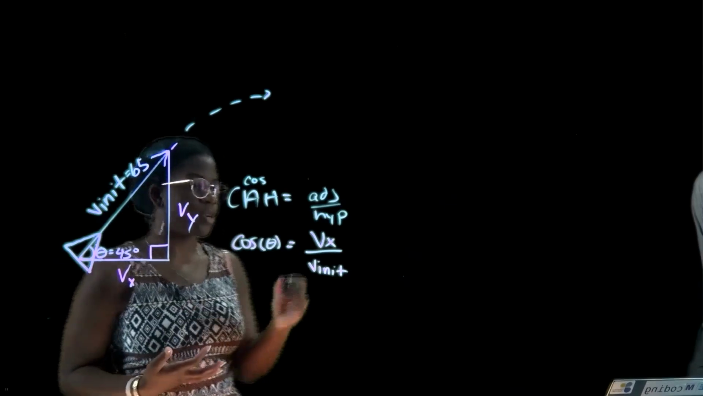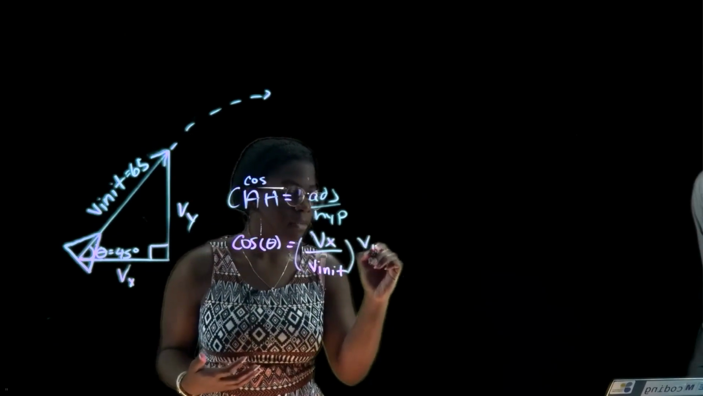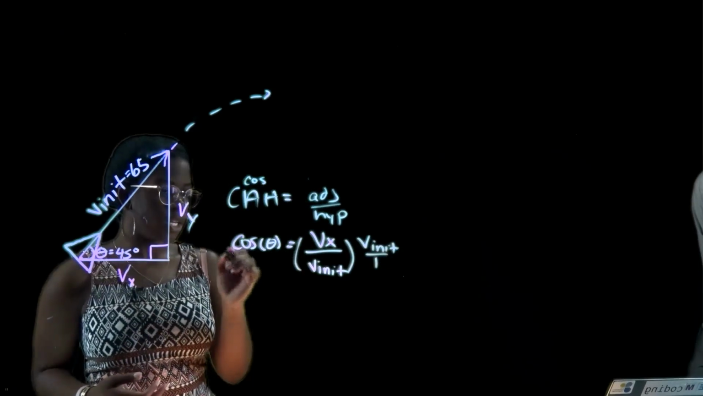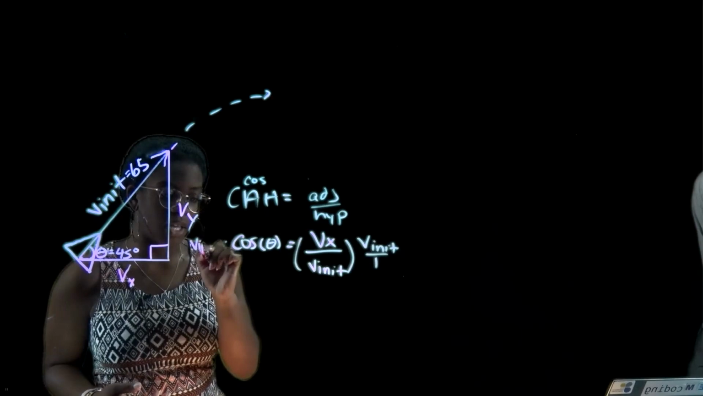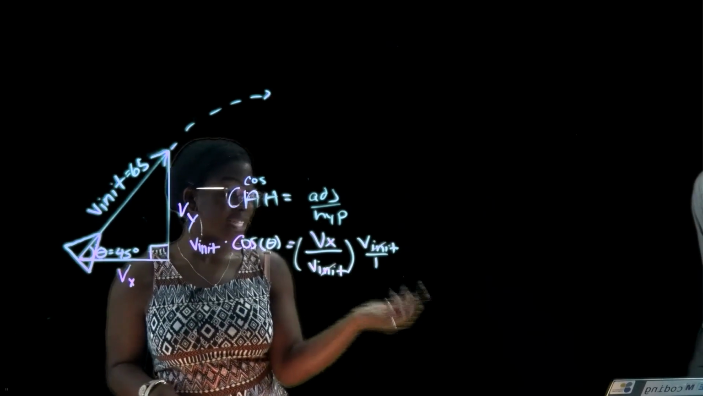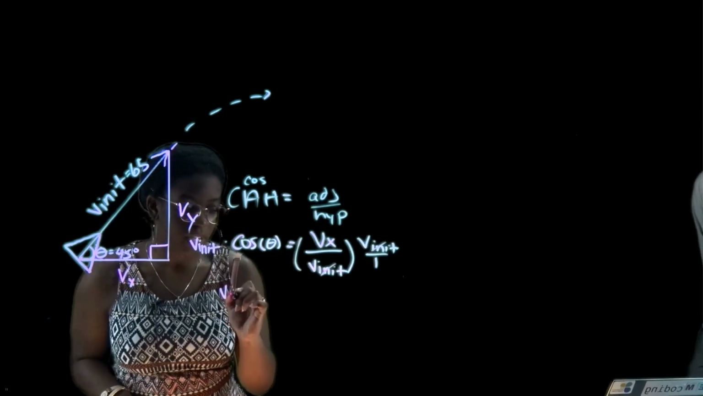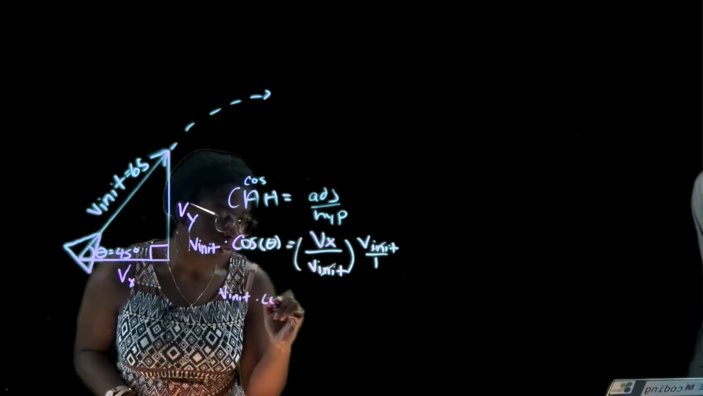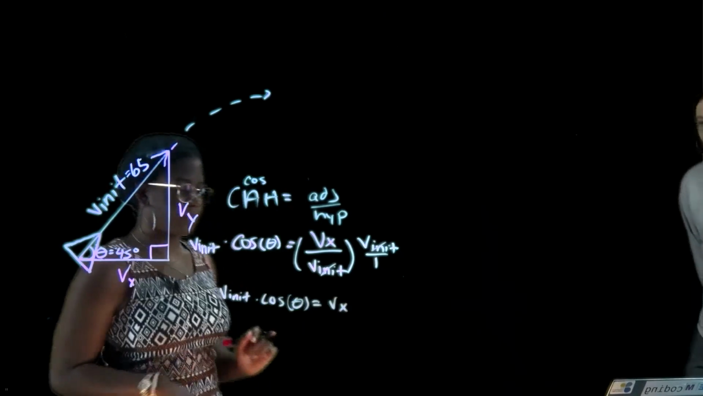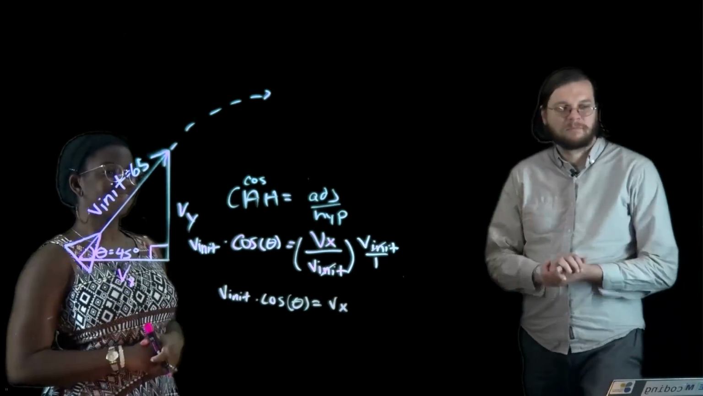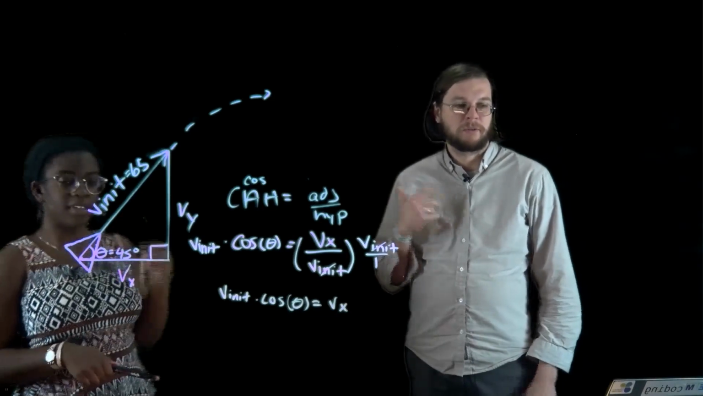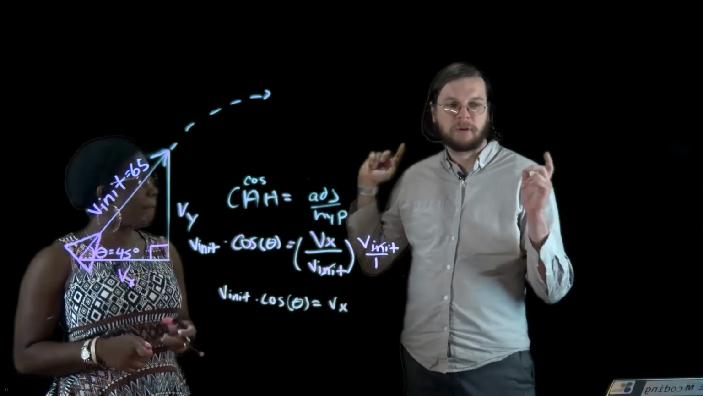In order to do this, we're going to multiply both sides by V initial, if that's easier for you guys to understand. When we do this, you can see that both the V initials cancel, and we're left with V initial cosine of theta equals Vx. And so we have our Vx. All we got to do is stick that into the code for Vx. We still have more work to do, right? Because we got to figure out what Vy is.